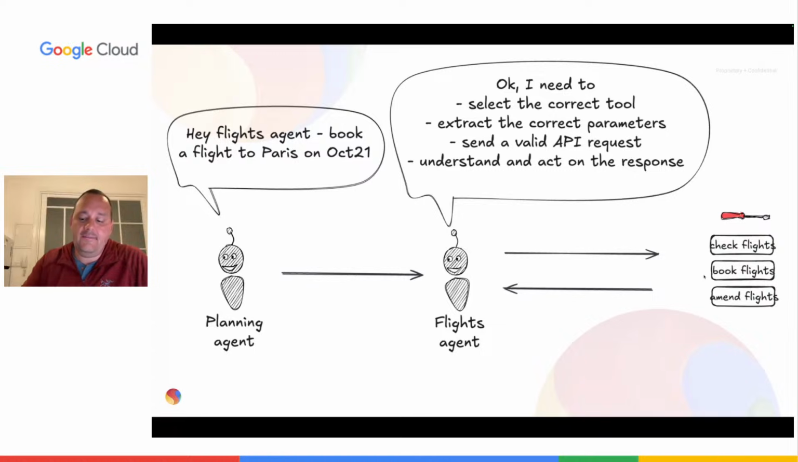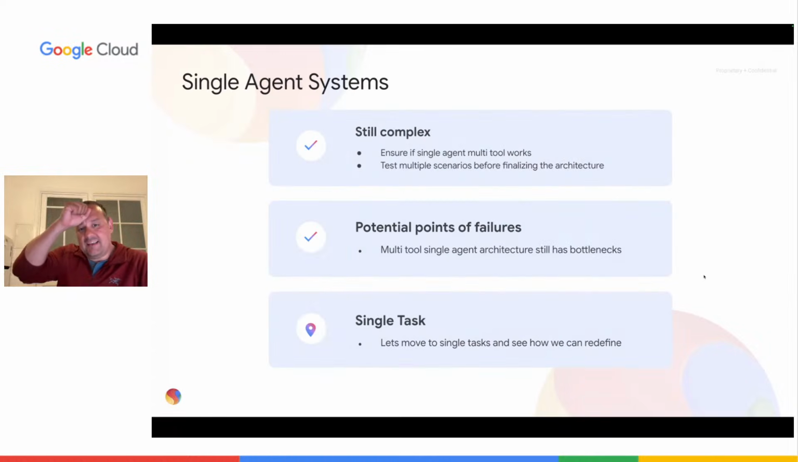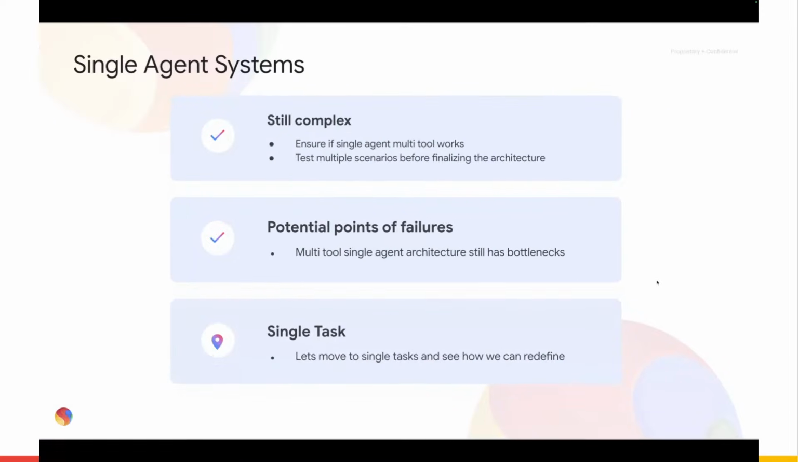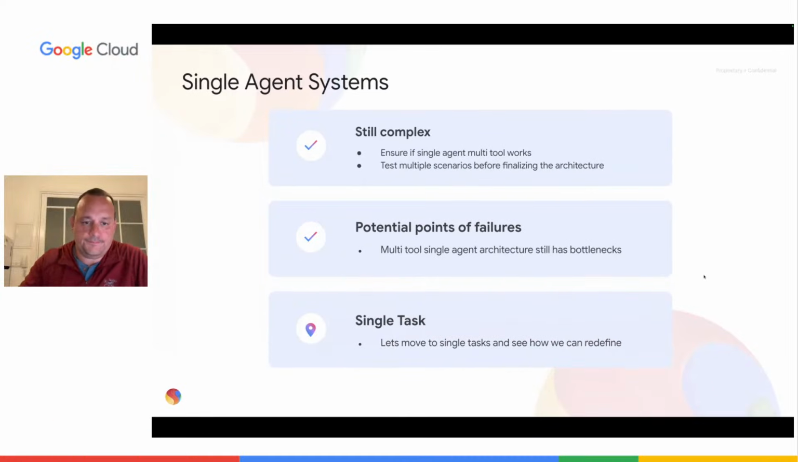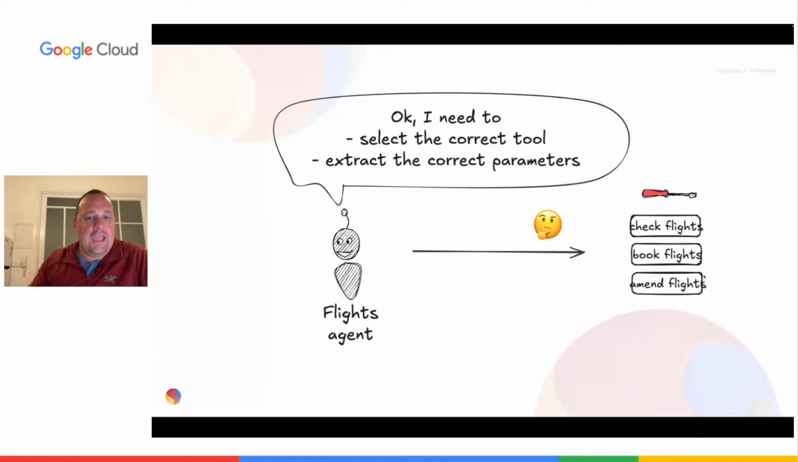So as you can see, even with a single agent, it is actually still complex. You need to make sure that all these different actions that a single agent takes work. You still have potential multiple points of failure. So let's get even more granular and isolate even more, and look at just one thing that the flights agent needs to do.